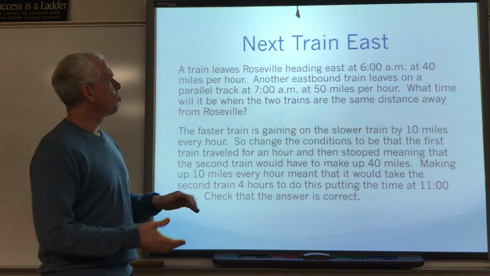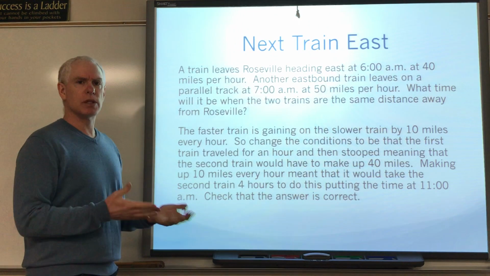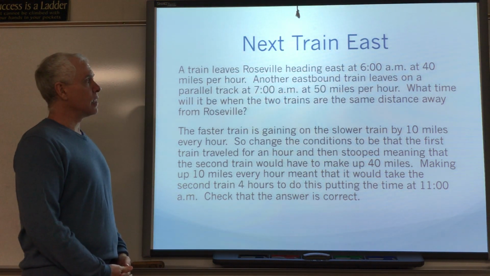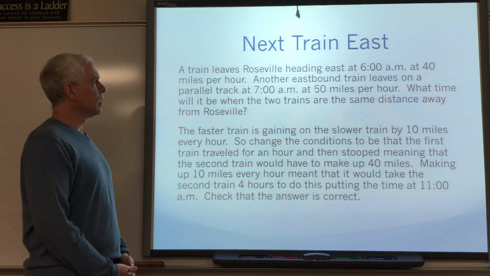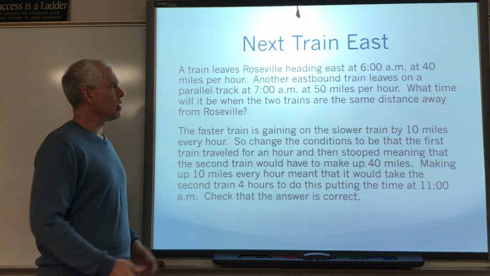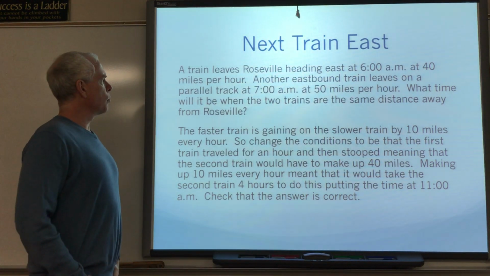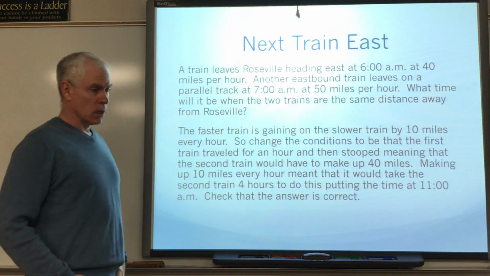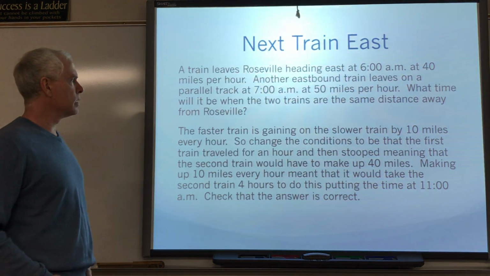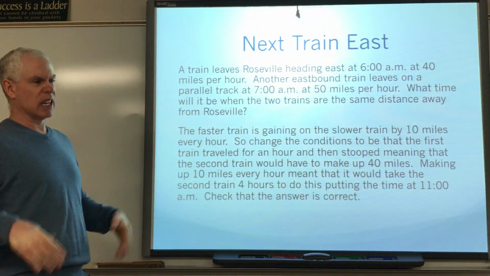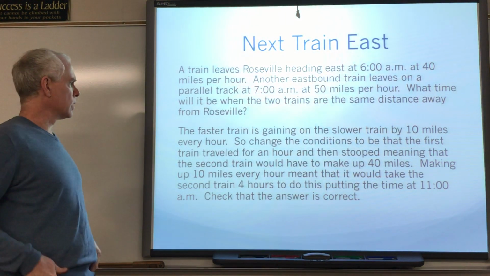We've all done problems like this one, usually using algebra, okay? A train leaves Roseville heading east at 6 a.m. at 40 miles per hour. Another eastbound train leaves on a parallel track at 7 a.m., but traveling at 50 miles per hour. What time will it be when the two trains are the same distance away from Roseville? Okay, again, we've done this algebraically a million times before, but how could we make this simpler, look at a simpler related problem? Here's how the book handles this.